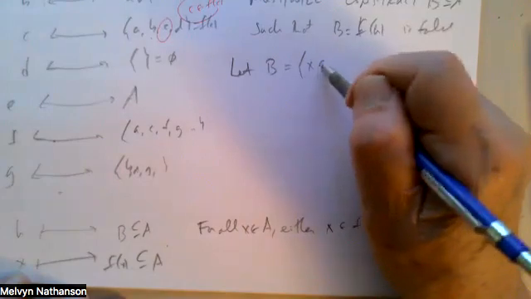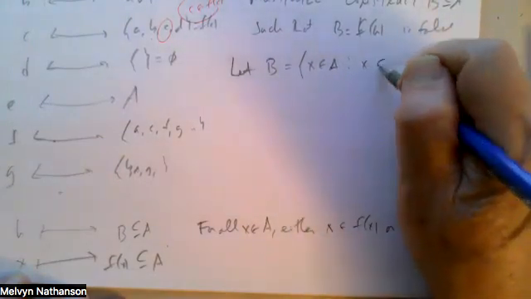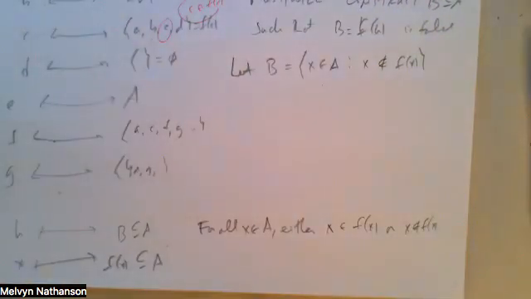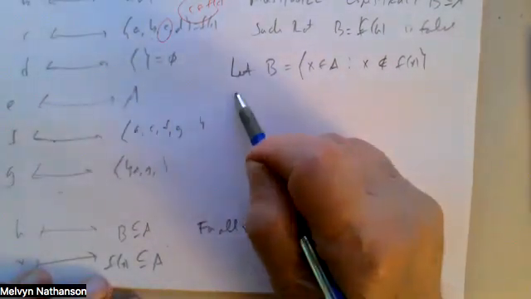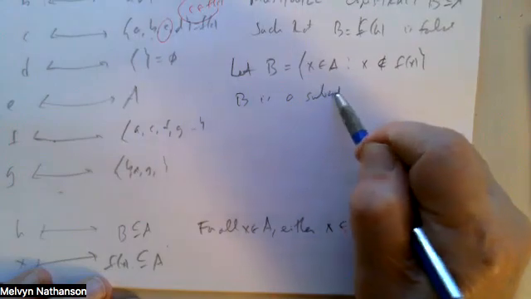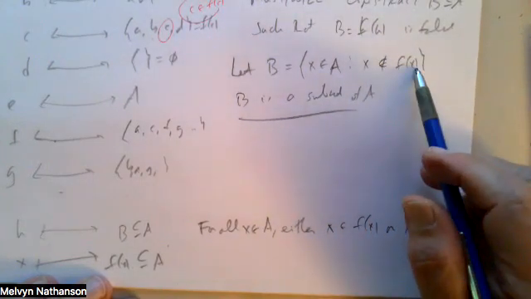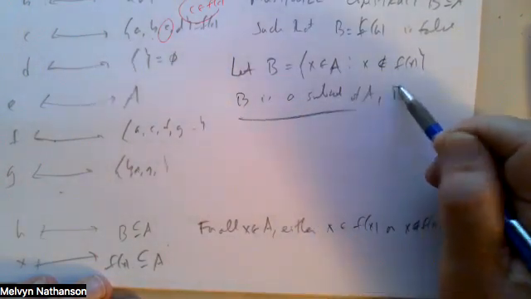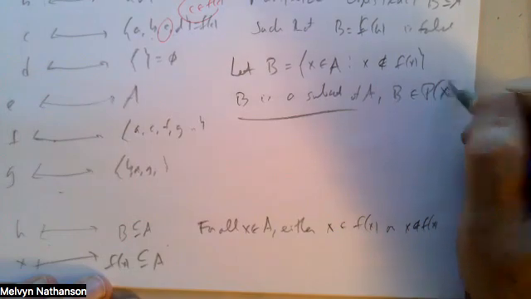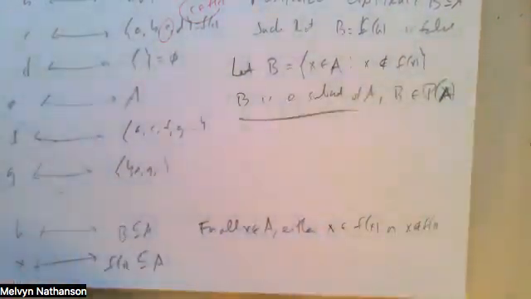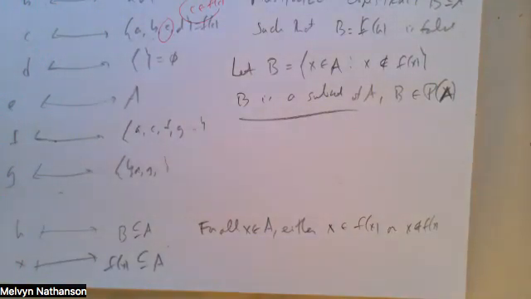And let B be the set of all X in A such that X is not in f of X. So B is a subset of A. It consists of all those elements of A with the property that X is not in f of X. So B is an element of the power set of A. So I have given a perfectly valid definition of the power set of a set, and in that power set of the set A, I've given a perfectly valid definition of a certain subset.